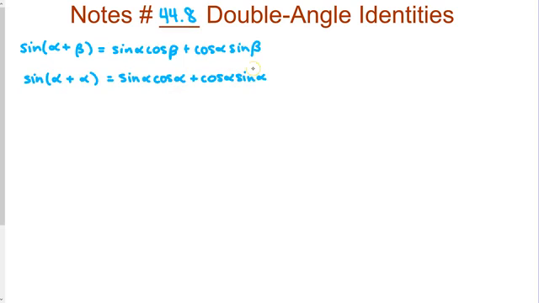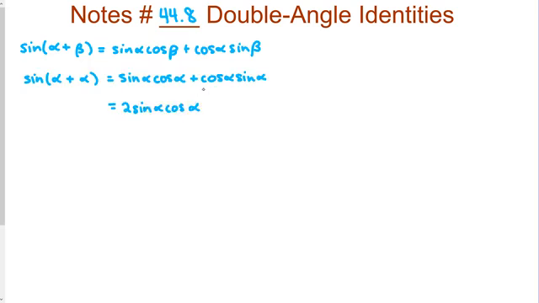Now when you multiply sine and cosine together, it doesn't matter if it's sine first and cosine second, or cosine first and sine second. So this term here is the same as this term here, and we have two of them. So we can rewrite this as 2 sine alpha cos alpha.